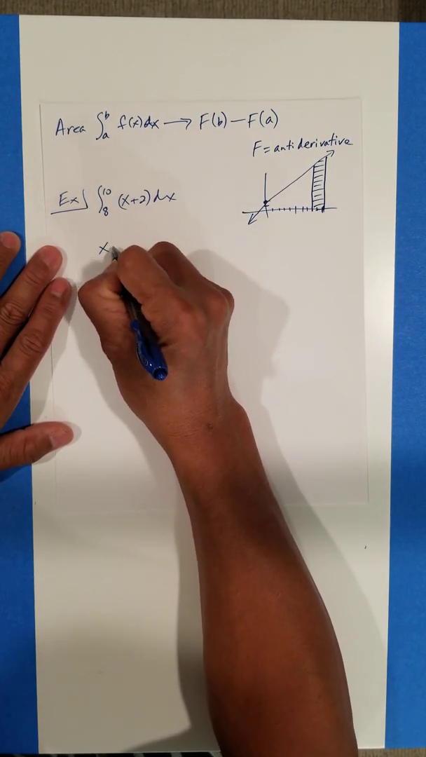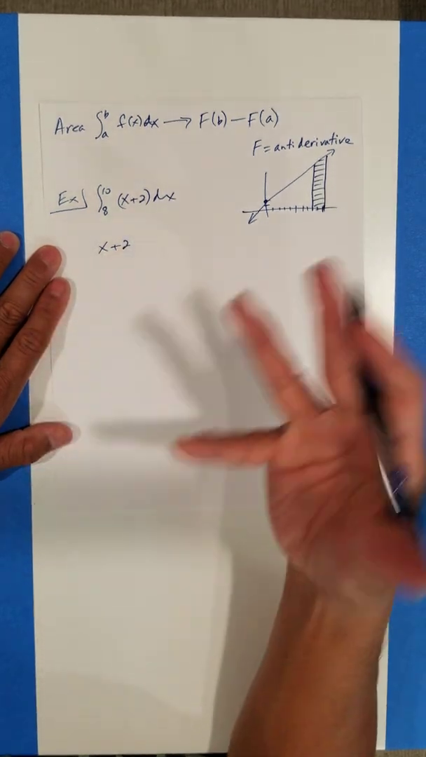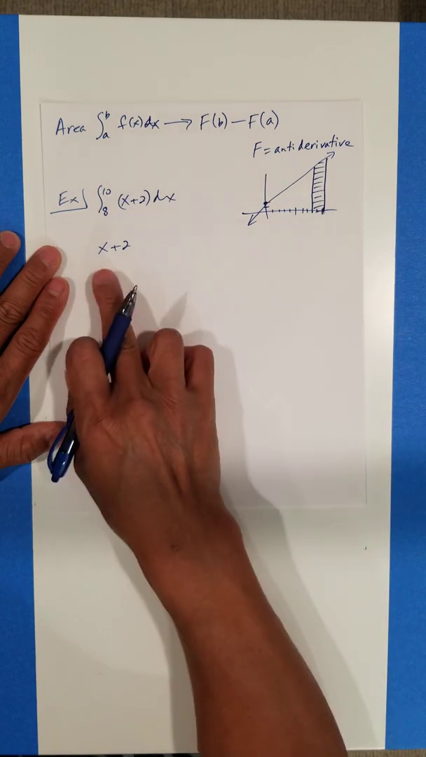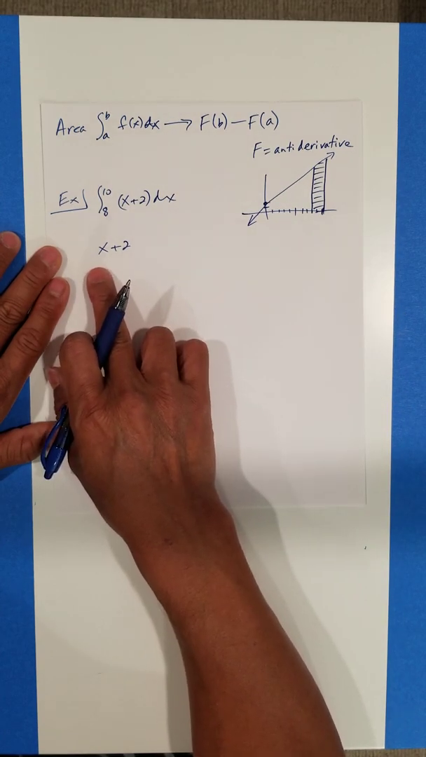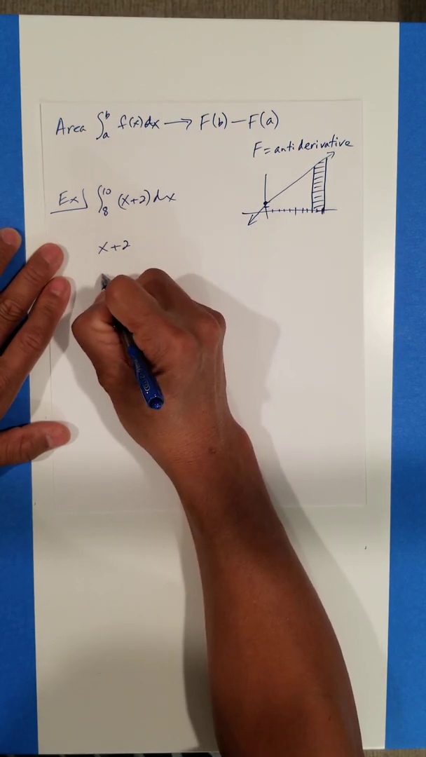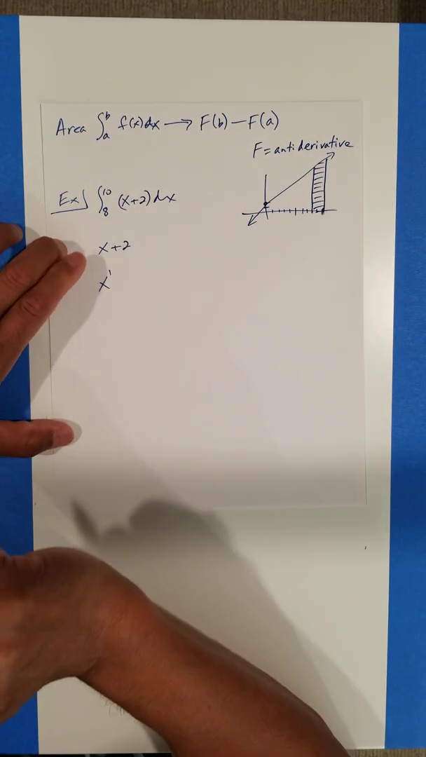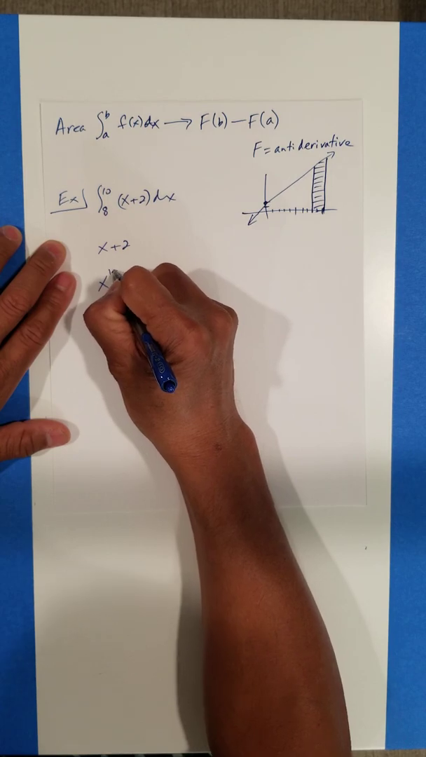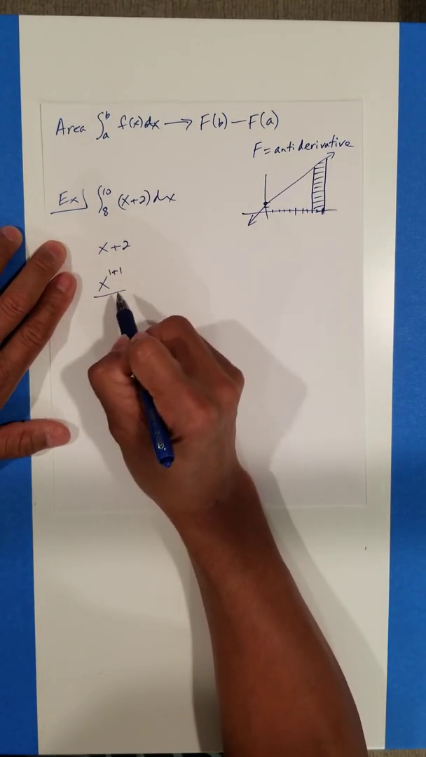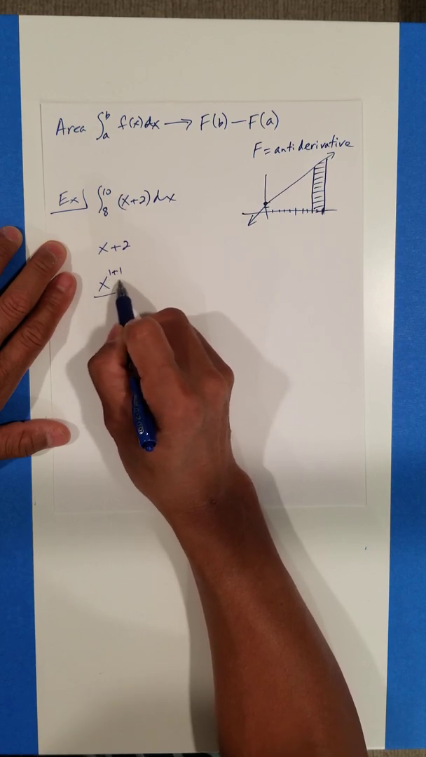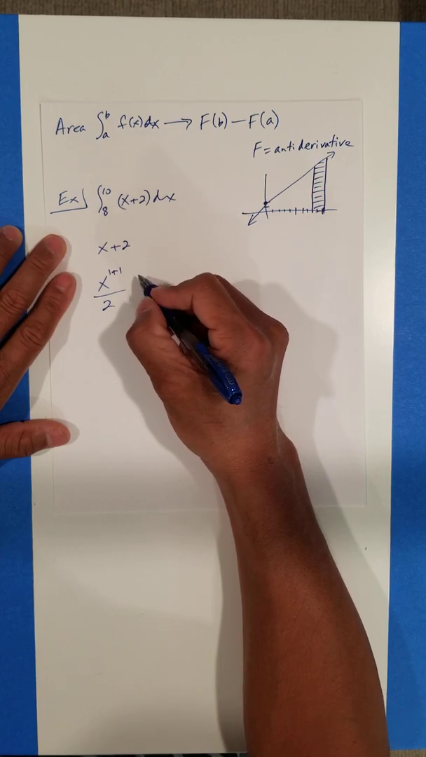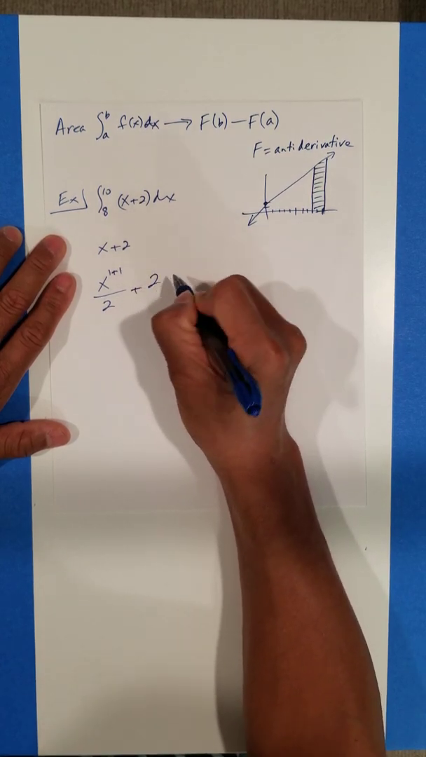Okay, so if you look at x plus 2, think about going backwards. What function has a derivative of x plus 2? Okay, so the way you do that is x has a power 1 currently, and so you add 1. You take the power it currently has, you add 1, and you divide by that new power. What's this new power going to be? 2, right? Okay, so plus 2.